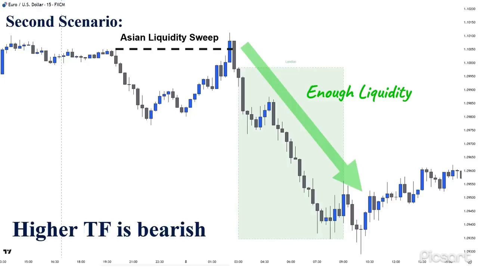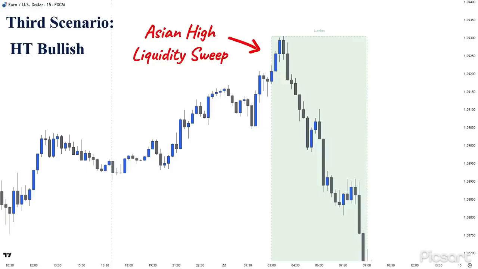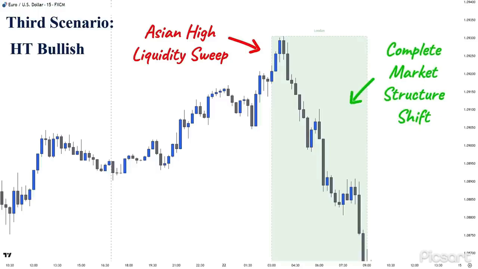In the final scenario, the price heads for sweeping liquidity beyond the high or low of the day that the Asian session created. Then we witness a complete shift in the market direction. Now let's see some real chart examples to show you step by step what's going through our mind when the London killzone starts.